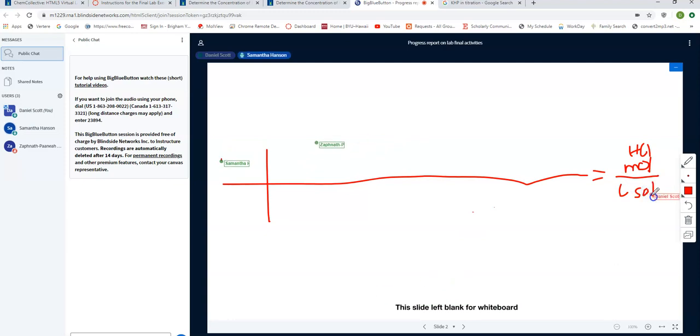Is that the moles of KHP? No, I think we know how many milliliters of the sodium hydroxide, right? Oh, that's right. Or you can write it in liters instead, right? Zaf, down here, you want to write liters of sodium hydroxide? Oh, yes. And we'll use the molarity to go to moles of sodium hydroxide.